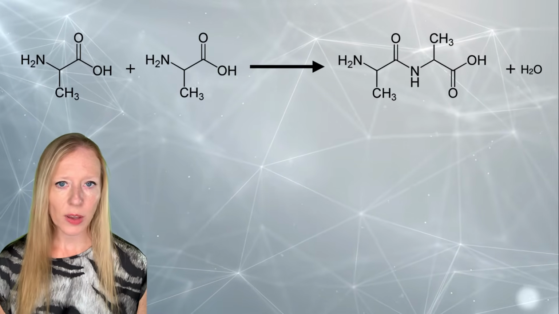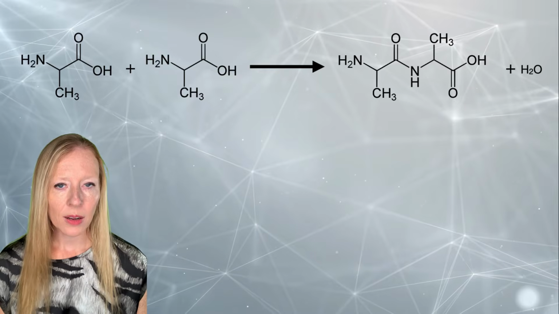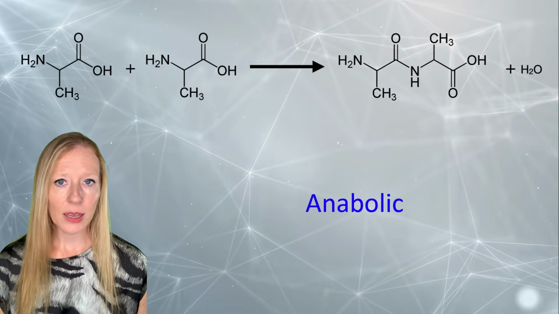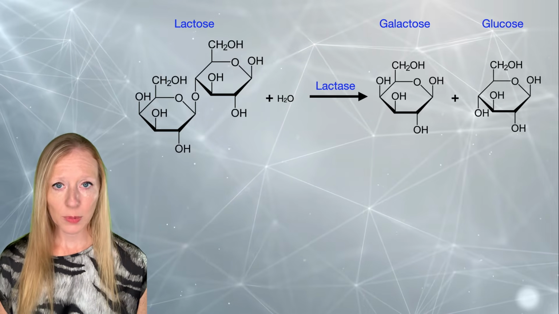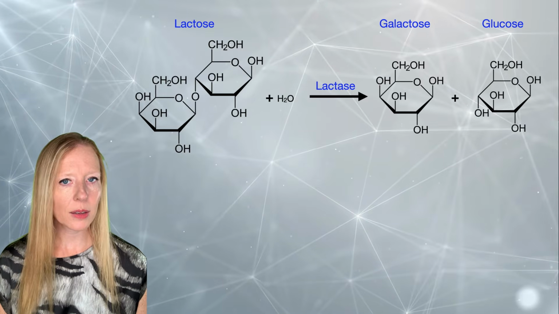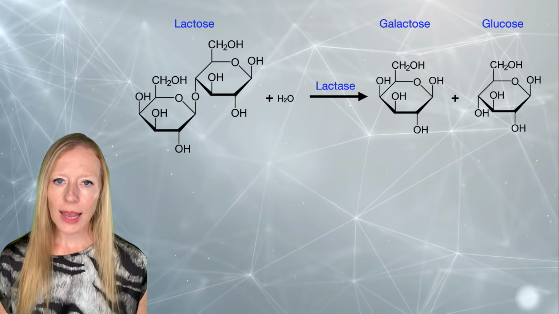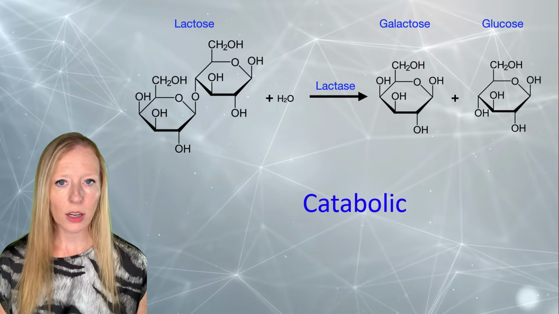Okay, quick quiz. Look at this reaction. This shows alanine plus alanine, and let's join them together to make a dipeptide. Is it anabolic or catabolic? Well, this is anabolic because we are building something from smaller things. How about this reaction? Lactose plus water react to form galactose plus glucose. Anabolic or catabolic? Well, this is catabolic. We're breaking down a disaccharide into two monosaccharides.